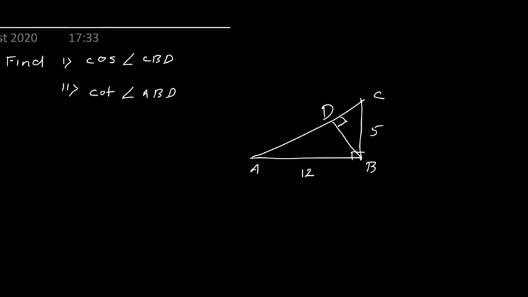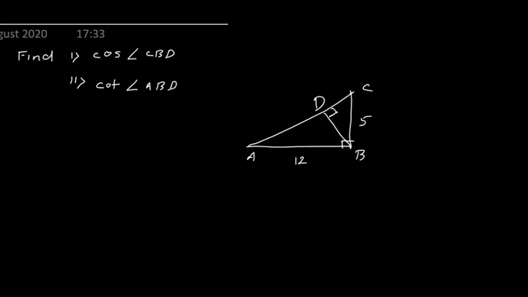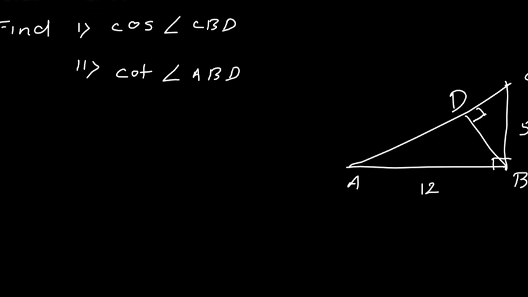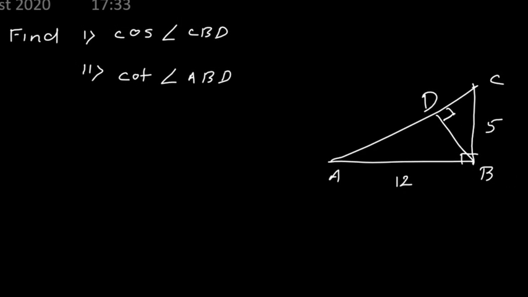sides like BD. When I say cos, cos is adjacent, that is BD, upon hypotenuse, which is given. So this BD value I need to find. Now for cot of ABD, I need adjacent upon opposite, so I need the value of AD. In this problem also we have to use similarity of triangles, and first we have to prove two triangles similar so that we get the ratios and the values for BD and then AD.